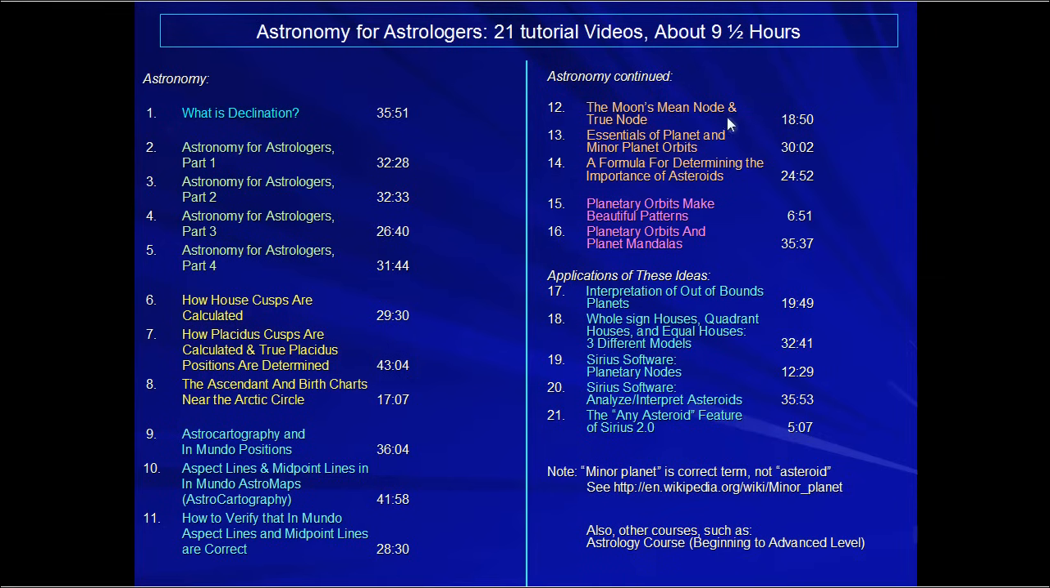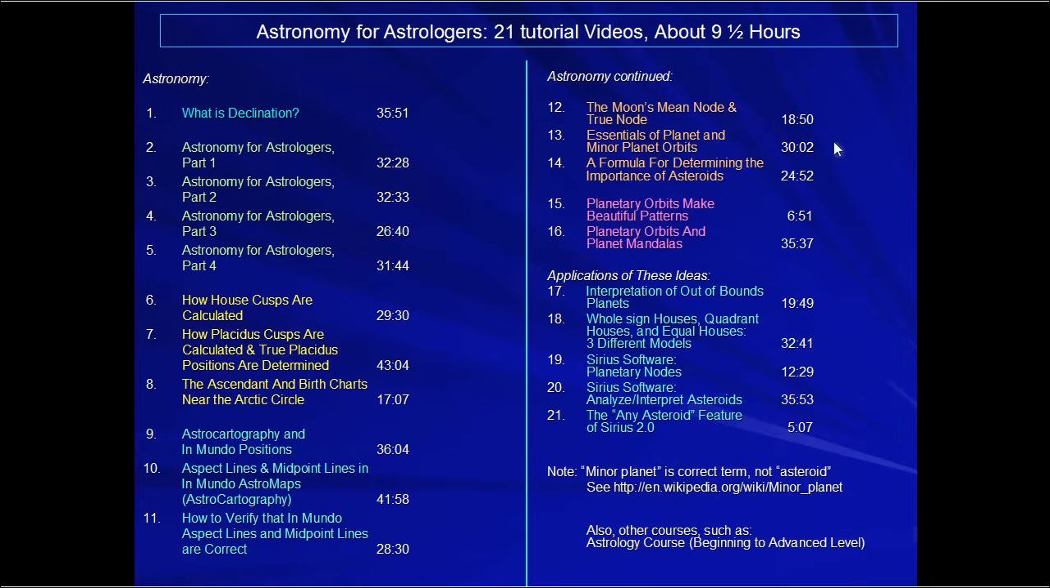The moon's mean node and true node. This is another one I strongly recommend. If you're only watching a few videos, this is a great one because there have been questions about whether we even know where the true node is. I did some research that shows we do know where it is, and some information about the moon's mean node. The moon's mean node is pretty strange, even stranger than I thought before I did this research. So this is a really important video on something that's very basic to astrology, the moon's nodes.